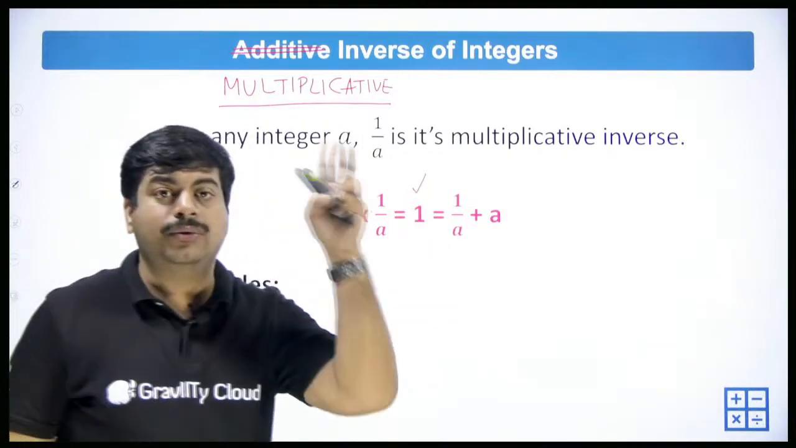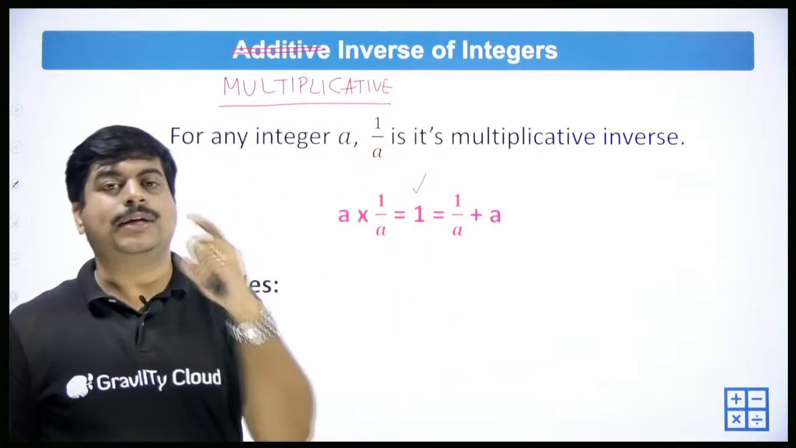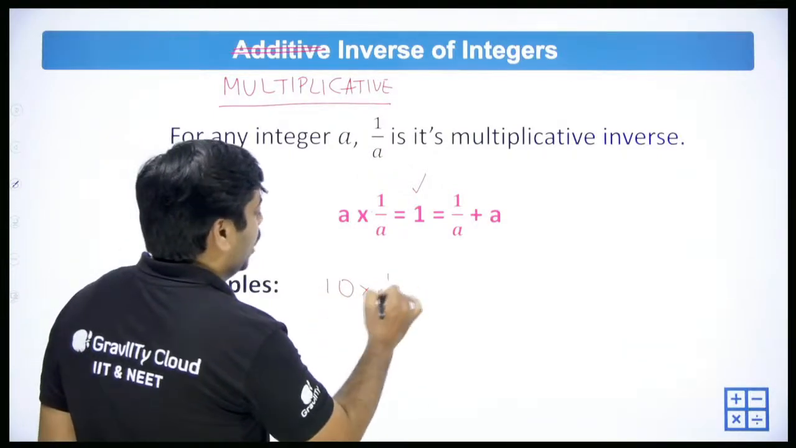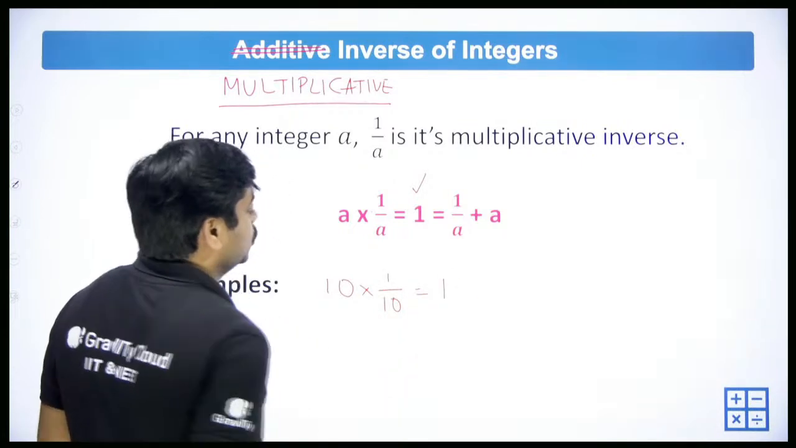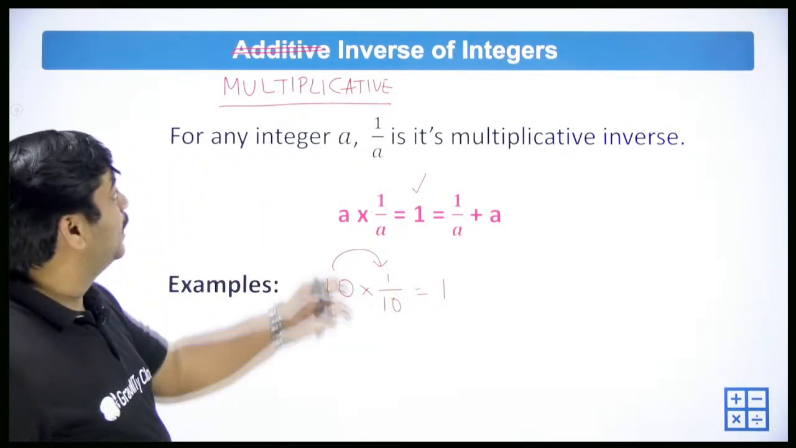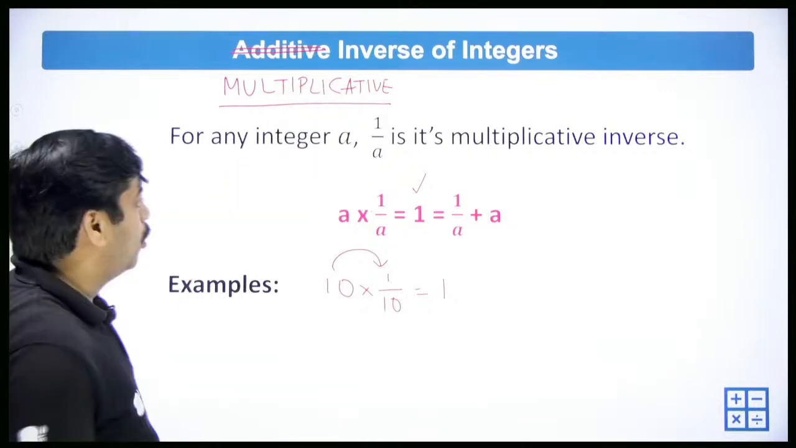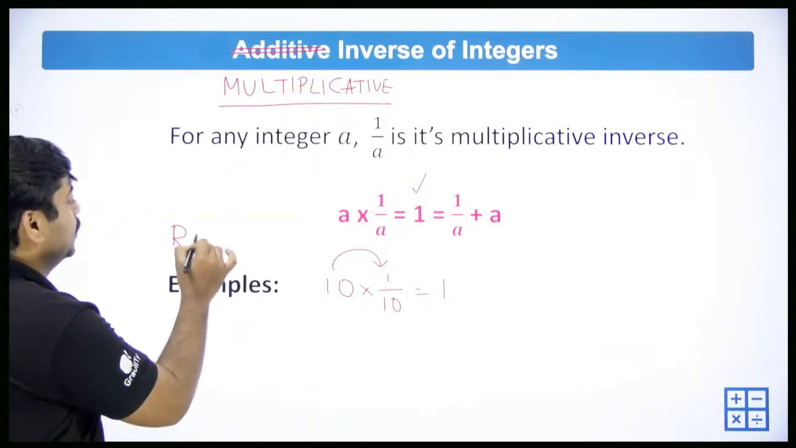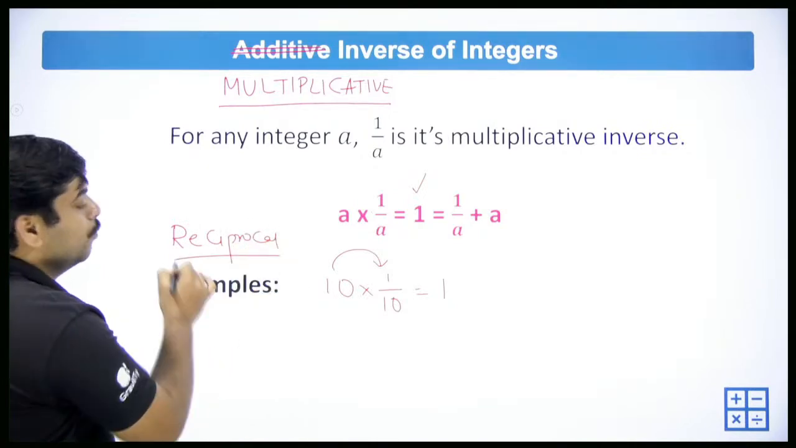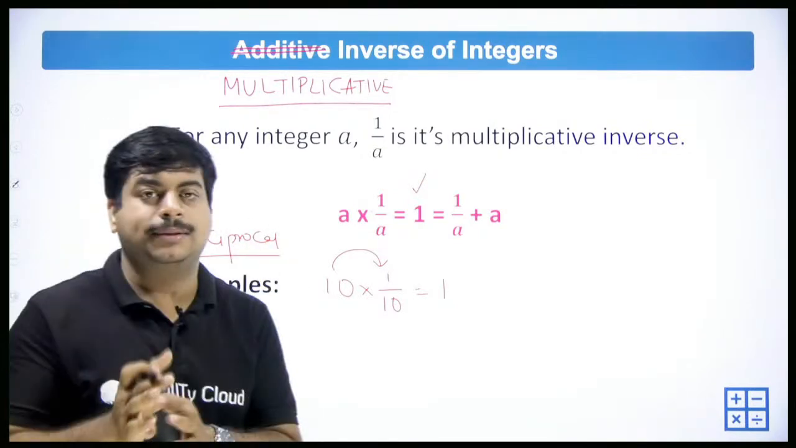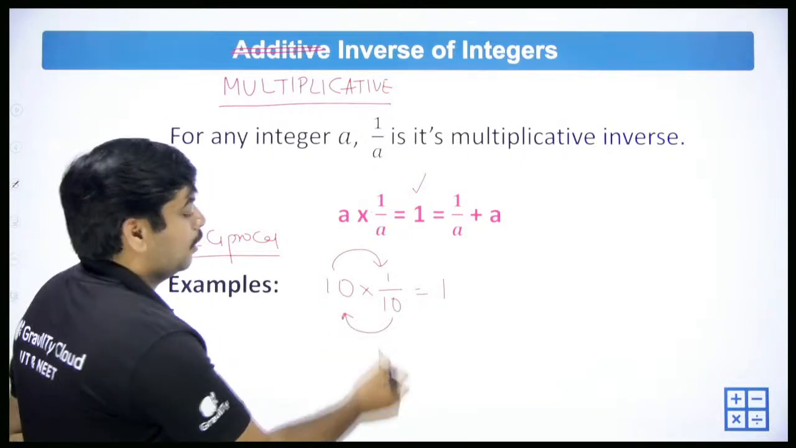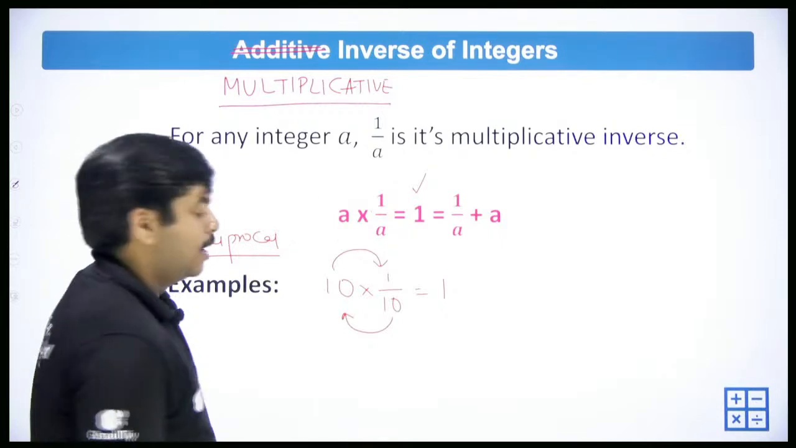In additive, it is 0. In multiplicative, it is 1. So for the number 10, you need to multiply with 1 by 10 to get the value 1. So for the number 10, 1 by 10 is the multiplicative inverse, or you can also say reciprocal. Whatever it is, the product should be 1. For the number 1 by 10, 10 is the reciprocal, or the multiplicative inverse.